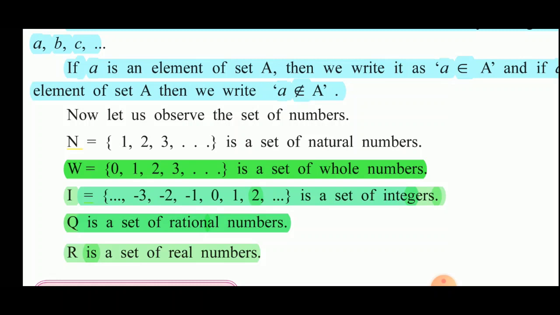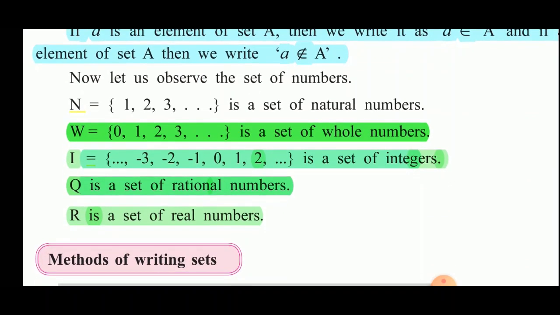Then W is the set of whole numbers. When 0 is included in the set of natural numbers, it becomes the set of whole numbers. Then I is the set of integers. Set of integers means dots, -3, -2, -1, 0, 1, 2 and dots. Then Q is the set of rational numbers. Rational numbers consist of integers as well as fractions. Then R is the set of real numbers. Real numbers consist of rational as well as irrational numbers.